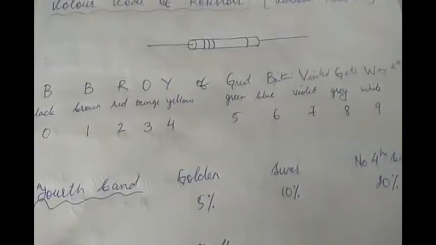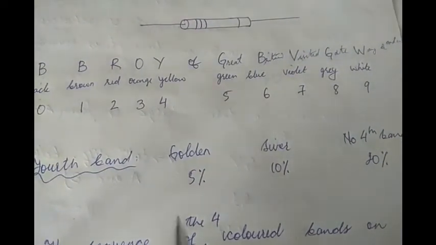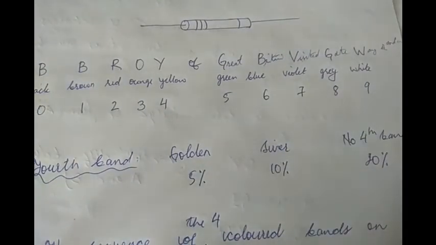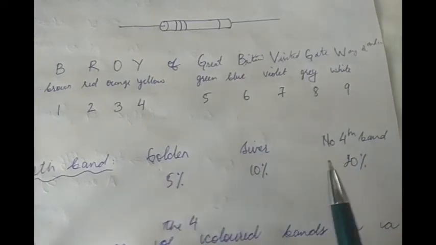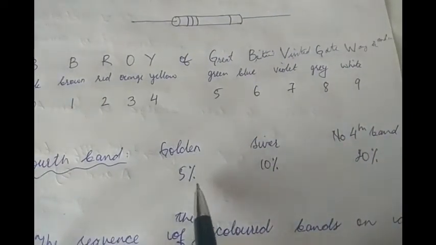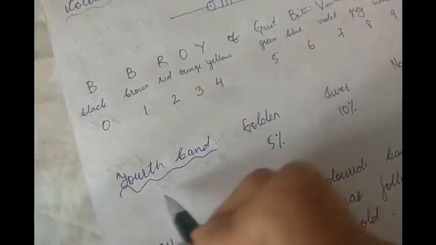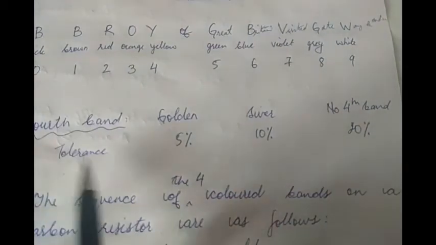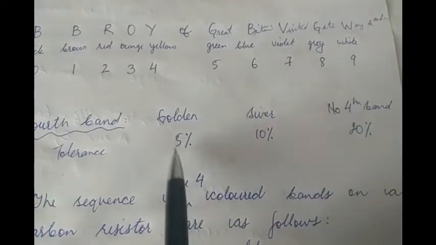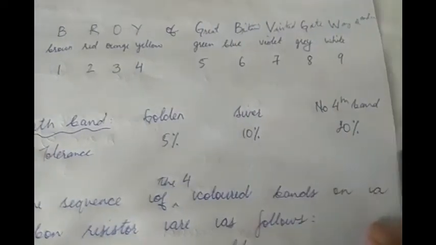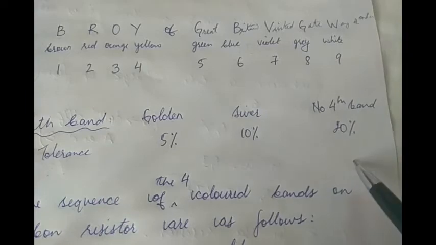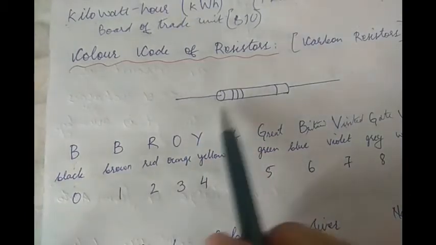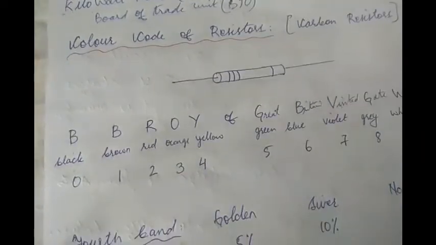Now talking about the fourth band, usually it will be either golden or silver. And of course you may have no fourth band. Now the fourth band gives us a value of something called tolerance. I will explain to you what this is. Golden stands for 5%, silver stands for 10% tolerance. If there is no fourth band, it stands for 20% tolerance. Now before I tell you about the tolerance, let us see for different colors how we get the value of the resistance.